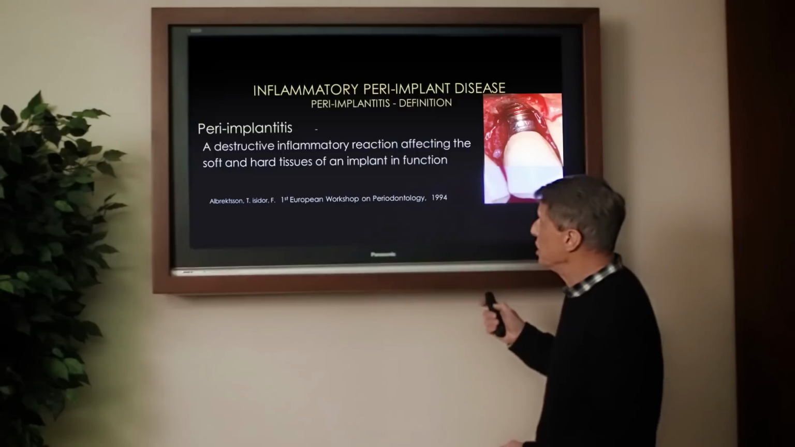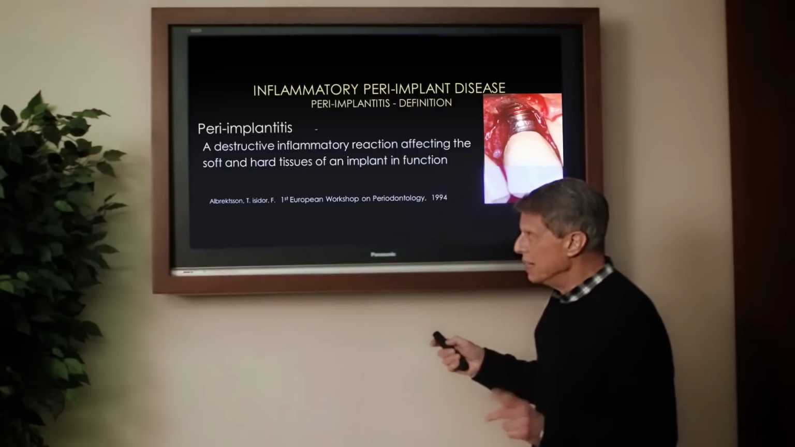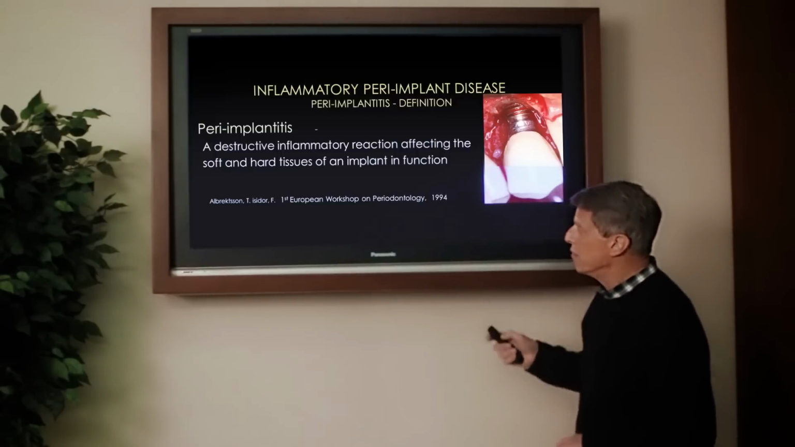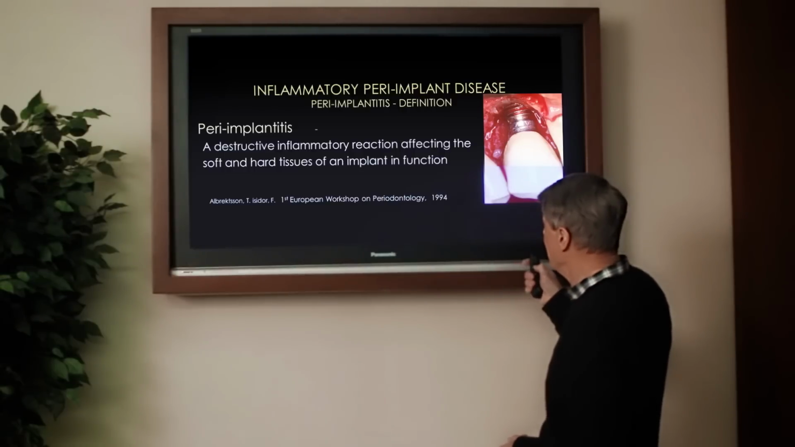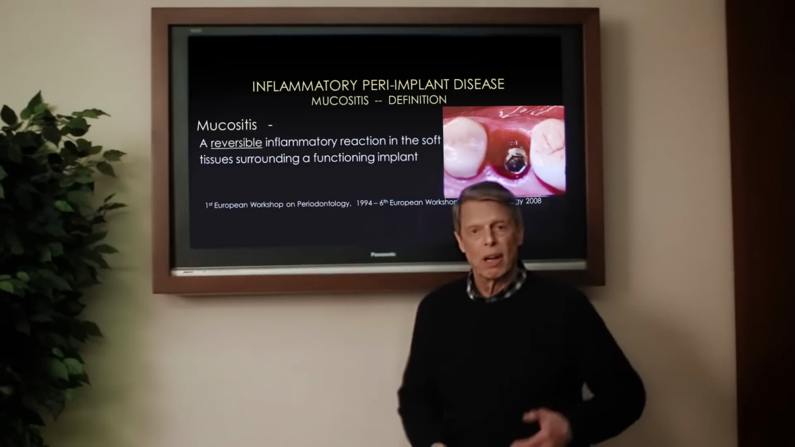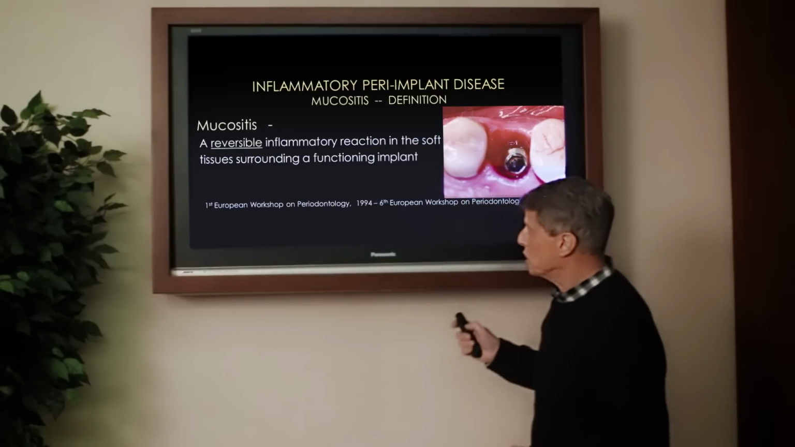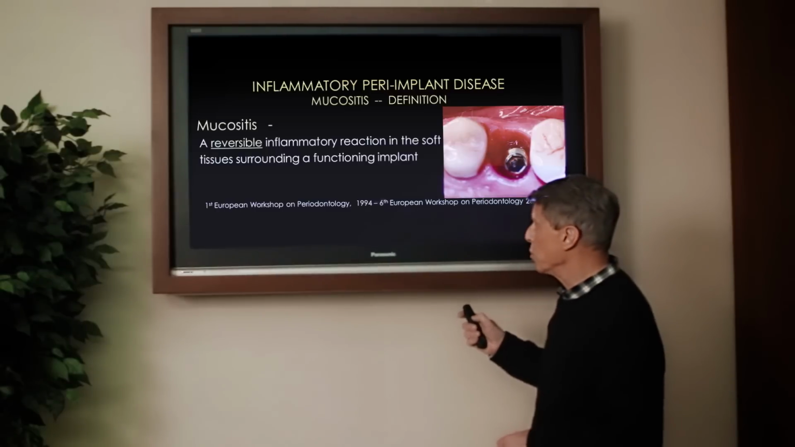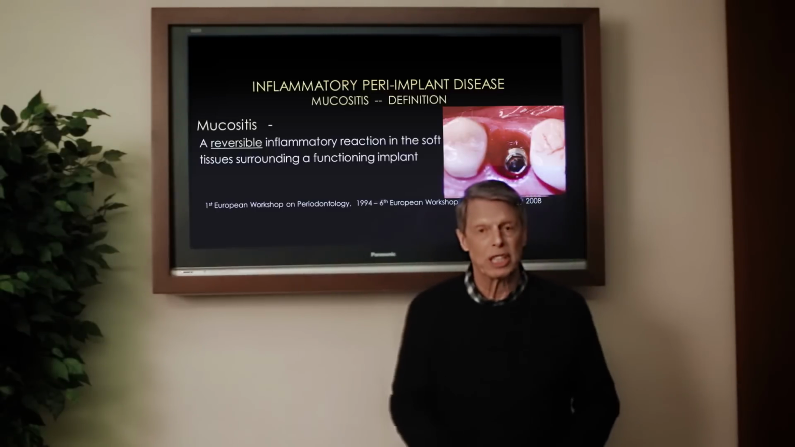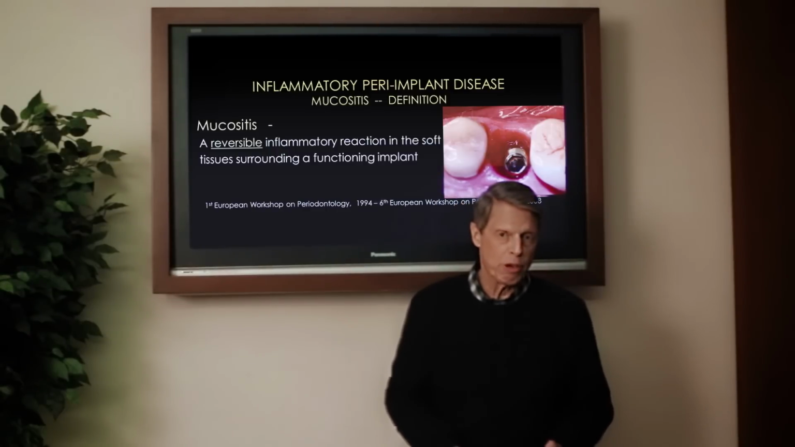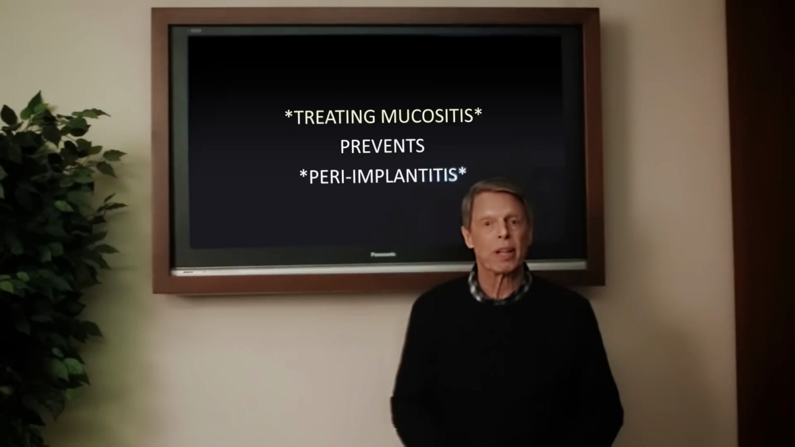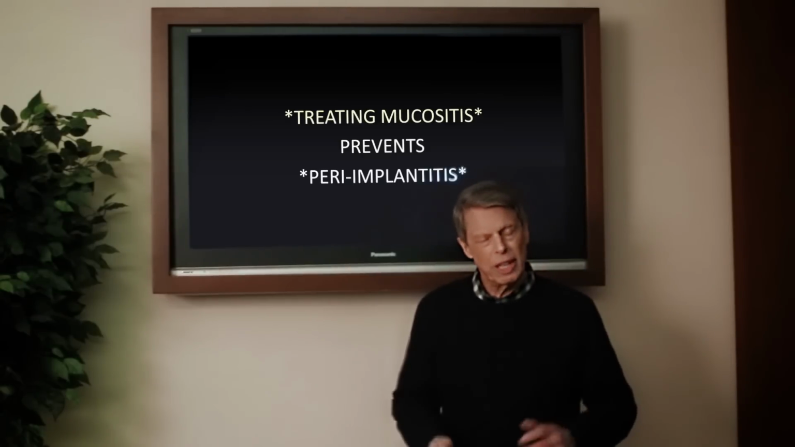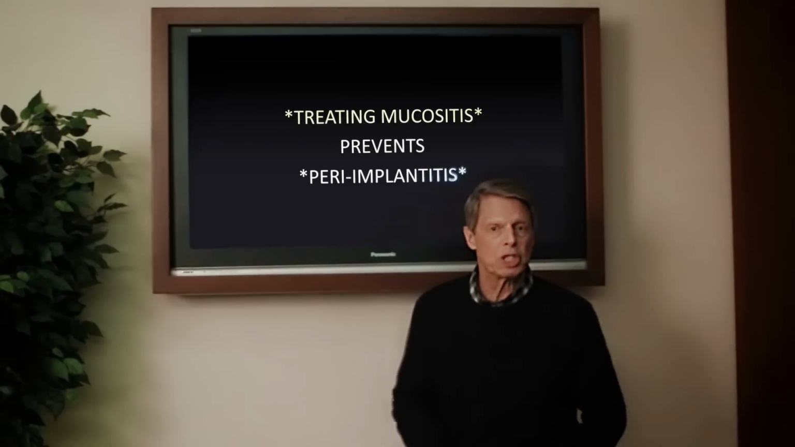So when we talk about the definition of peri-implant disease, peri-implantitis is a destructive inflammatory reaction affecting the soft and hard tissues of an implant in function. In other words, besides affecting the gum, it affects the bone, and there's bone loss. On the other hand, mucositis is a reversible inflammatory reaction in the soft tissues surrounding a functioning implant. The key word here is reversible. So if mucositis can be reversed, the important thing to realize is treating mucositis will prevent peri-implantitis. Plain and simple.